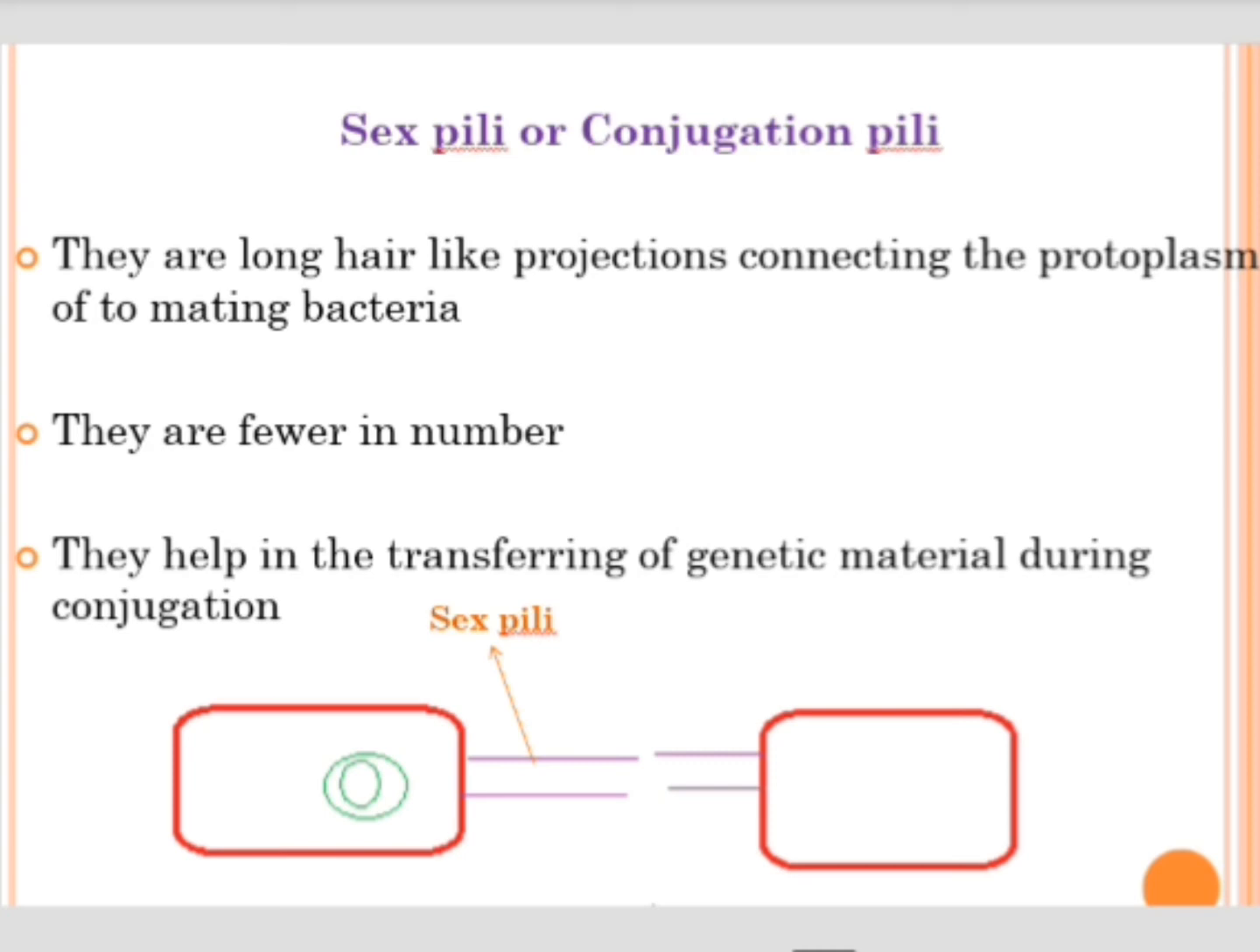So it is a hollow tube that helps to connect two mating bacteria, and they form a channel or a tube through which the F positive cell can transmit one copy of its plasmid to the F negative cell. So this sex pili or conjugation pili helps in the transfer of genetic material between two bacterial cells. So it is otherwise known as the conjugation pili or sex pili.